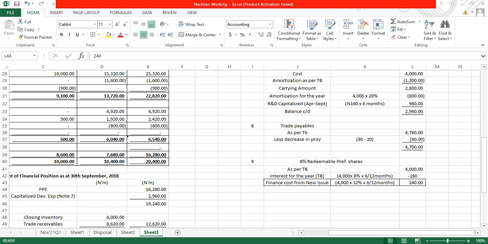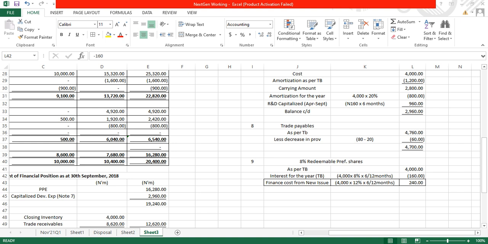Yes, sir. But we are still removing that of 8%? I don't understand what you said. I said we are removing the figure of 8%: 4,000 multiplied by 8%, that 160. Yes, we are removing the 160. It is a payment. Yes, it is a payout.